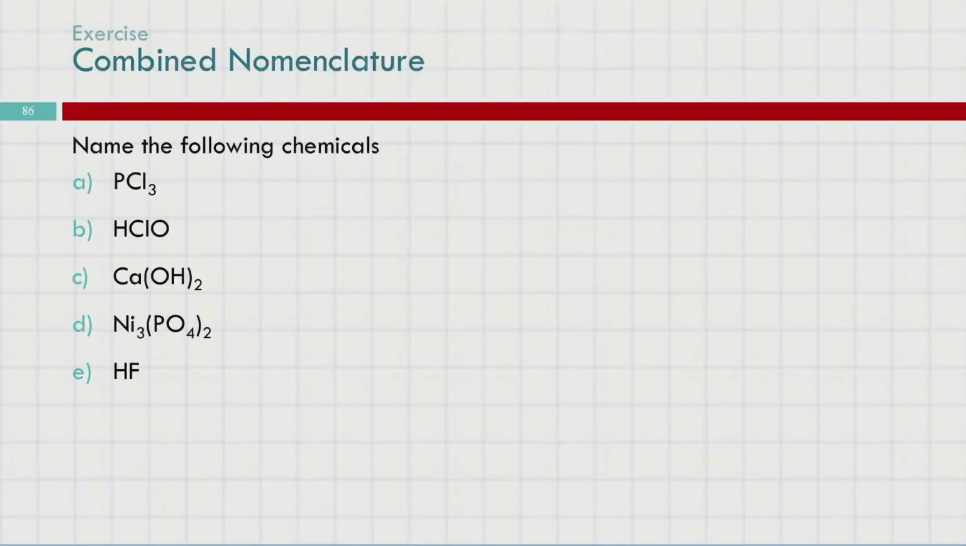All right, our first one, PCl3. We have a binary molecular compound. Our first one is phosphorus. We omit the mono. And then we have a prefix, tri for 3, and then chlor for the base of chlorine. Change the ending to IDE.